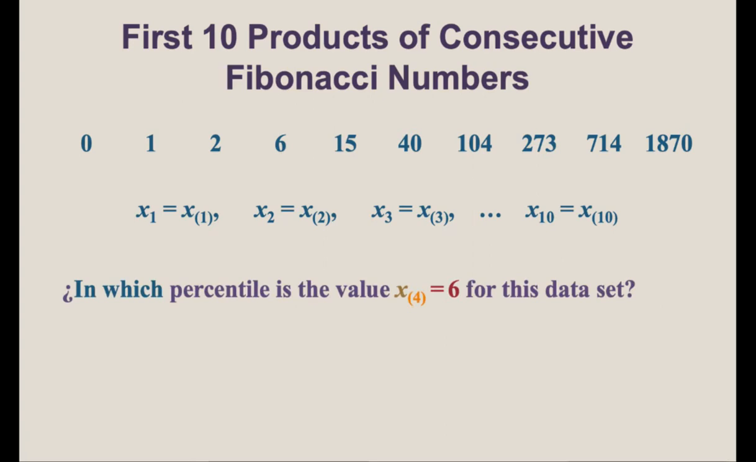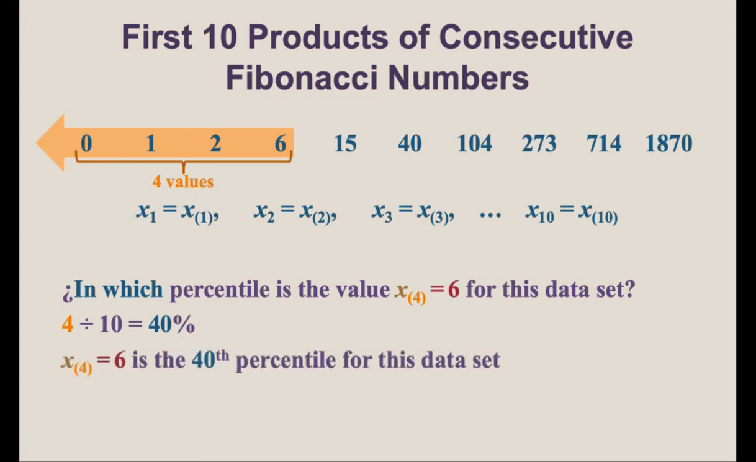So, we want to find which percentile the value 6 is in this data set. We note there are 4 values at or below 6. 4 divided by the sample size of 10 is 0.4, or 40%. Thus, 6 is the 40th percentile for this data set.